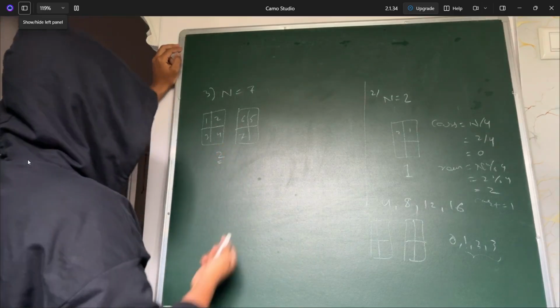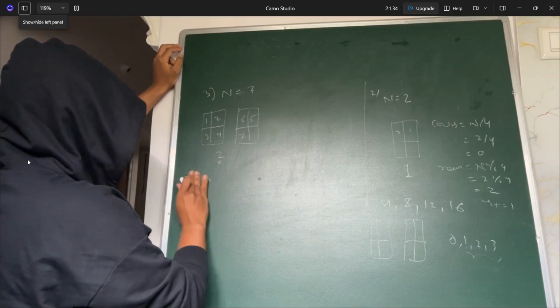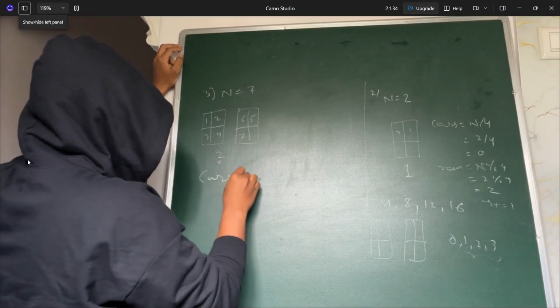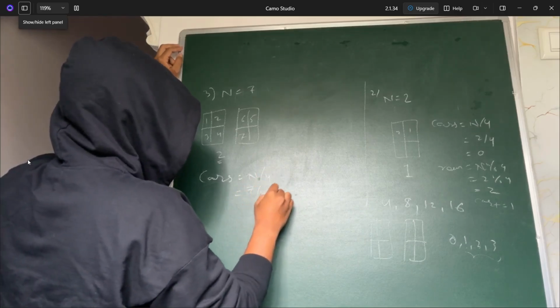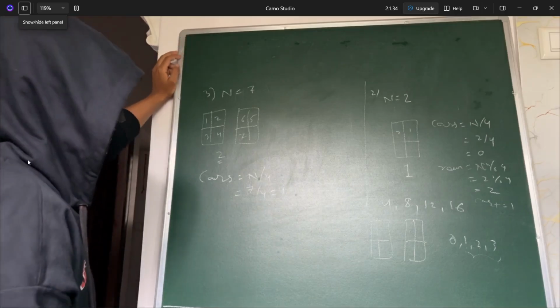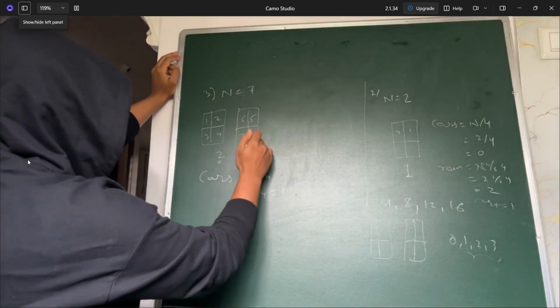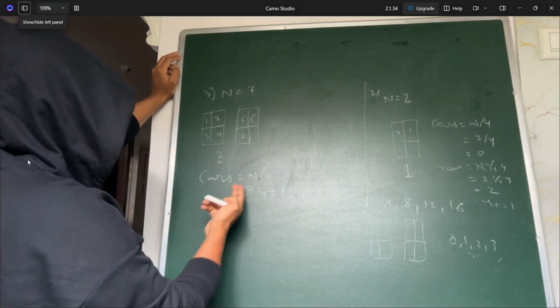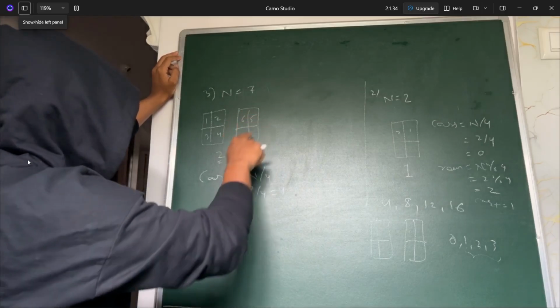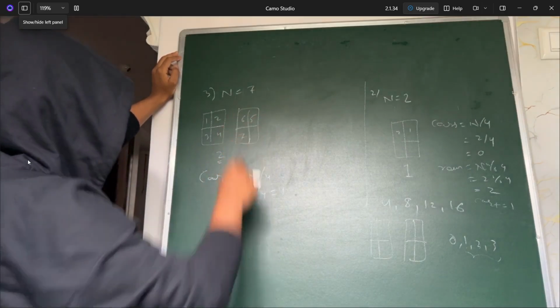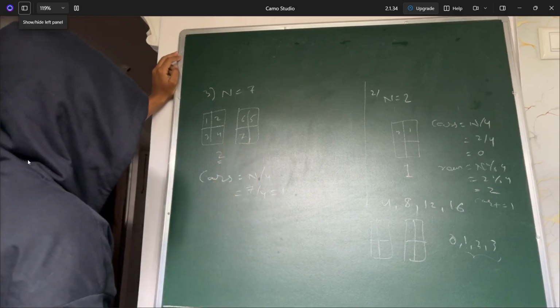So how do you solve it mathematically? Cars will be n by 4. This will give you 7 by 4. If you do that, it will give only one as the answer. But as I said, if the number of friends is not a multiple of 4, in that case there will be vacant space in the car. So that case will be handled by the remainder.